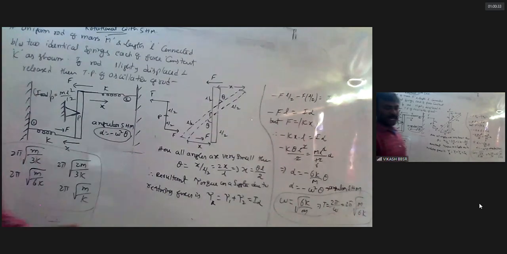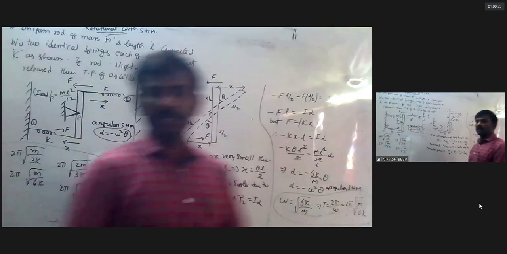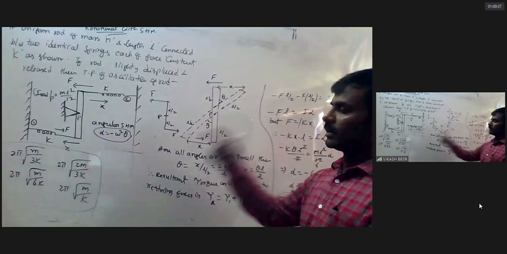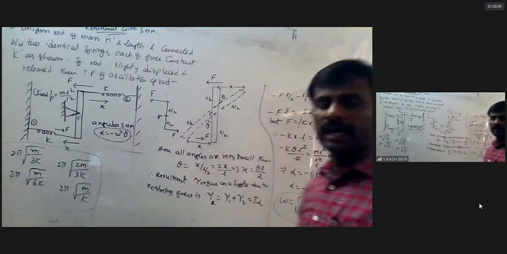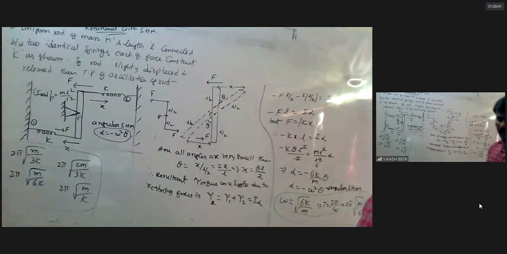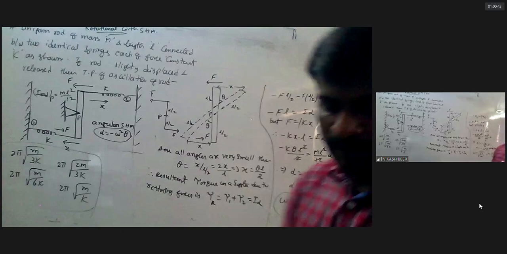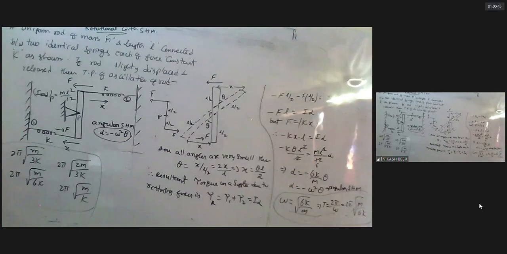Suppose if you take I equal to M L square by 3, you lose the mark. Take care. If you take I equal to M L square by 3, you lose your mark. Take care.